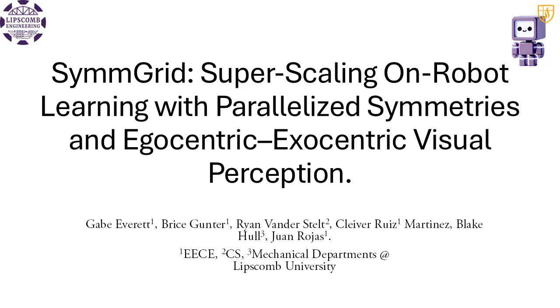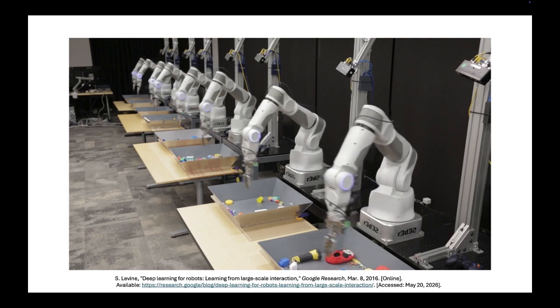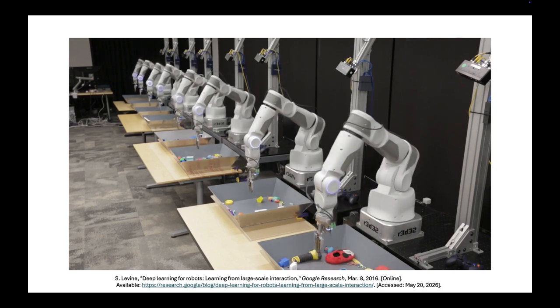SymmGrid: superscaling on-robot learning with parallelized symmetries and egocentric, exocentric visual perception. Learning deep reinforcement learning policies directly on robots is known as on-robot learning.